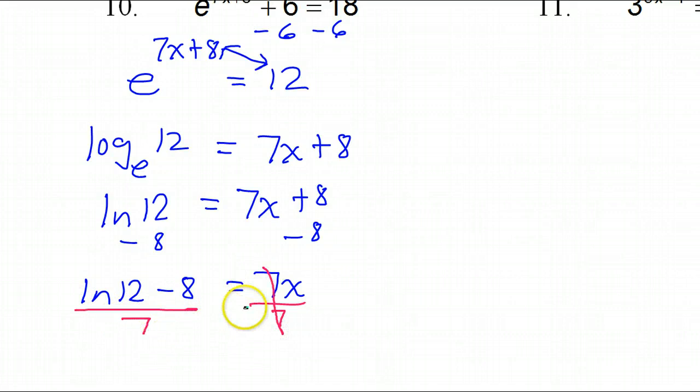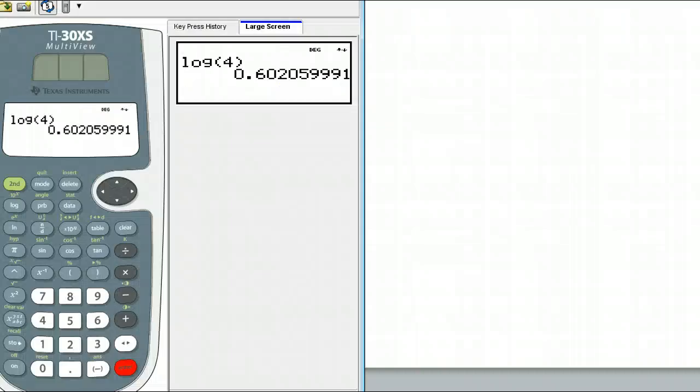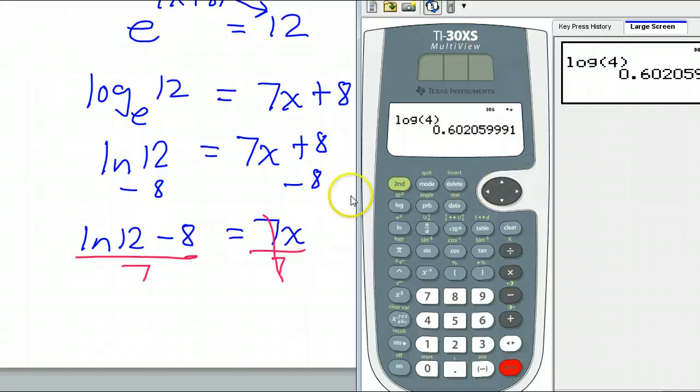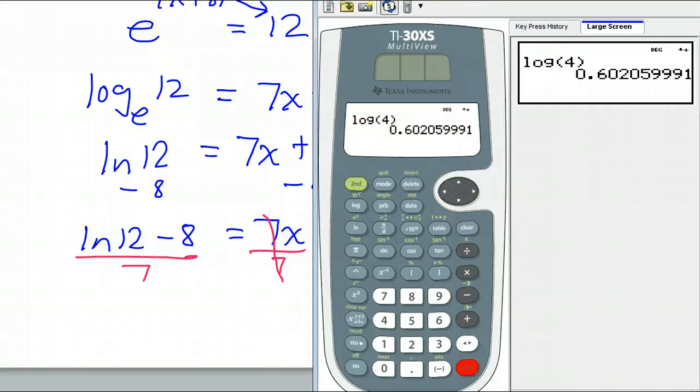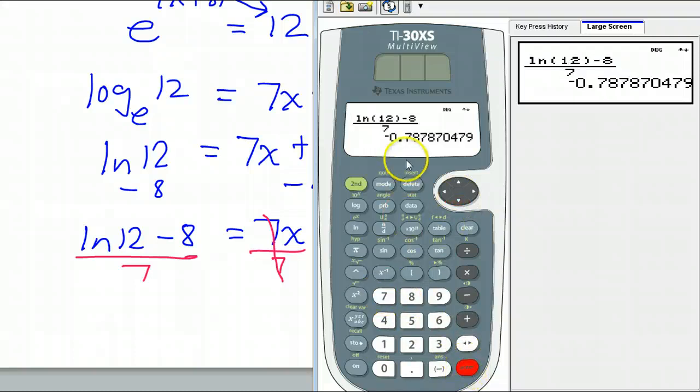Okay, so we have that. So this will give us our answer. We will just put this in the calculator. Again, I prefer to just type in the whole thing. It's my style. Okay, so I will do natural log of 12 and then minus 8 and then over 7. I love fraction mode. So your answer should be negative 0.79, round up.